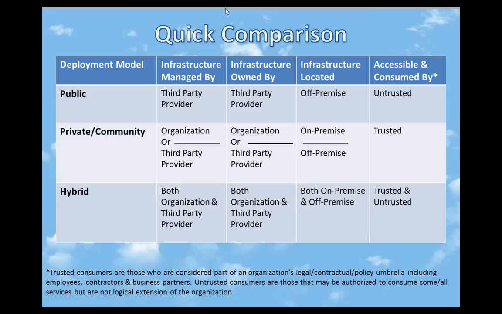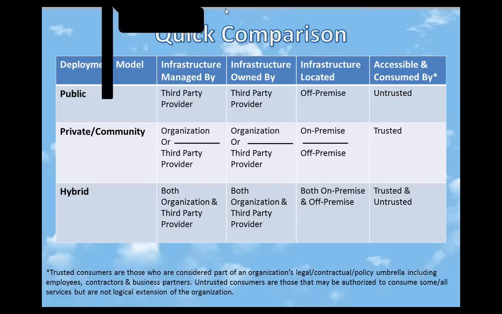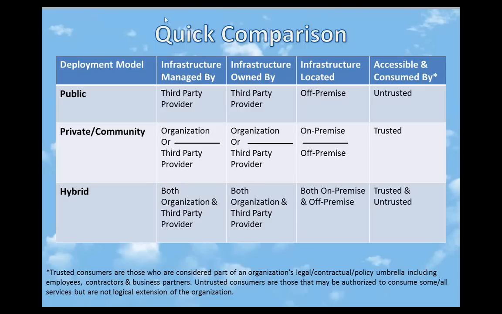Infrastructure owned by organization or third-party provider. Infrastructure located: if it's an on-premises private, it would be on your own premises or business's own premises. And if it's outsourced, then it's off-premises. Accessible and consumed by trusted. So only the people who are within the security parameters can access the resource.